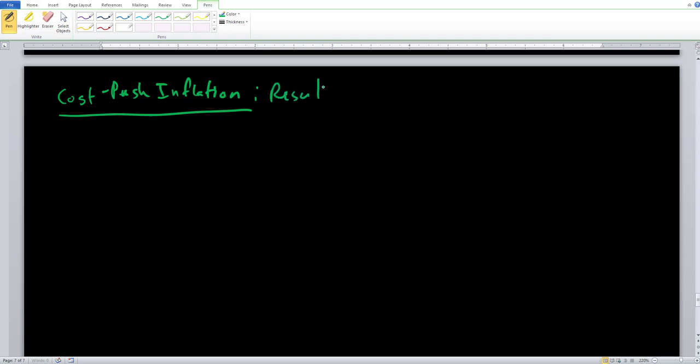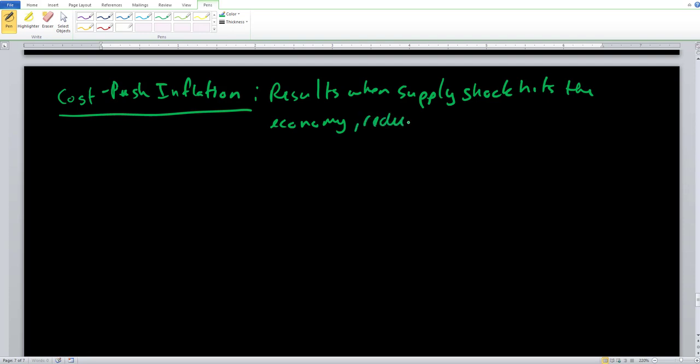So it results when the supply shock hits the economy and reduces SRAS, the short-run aggregate supply curve, and we end up with lower output and higher prices.